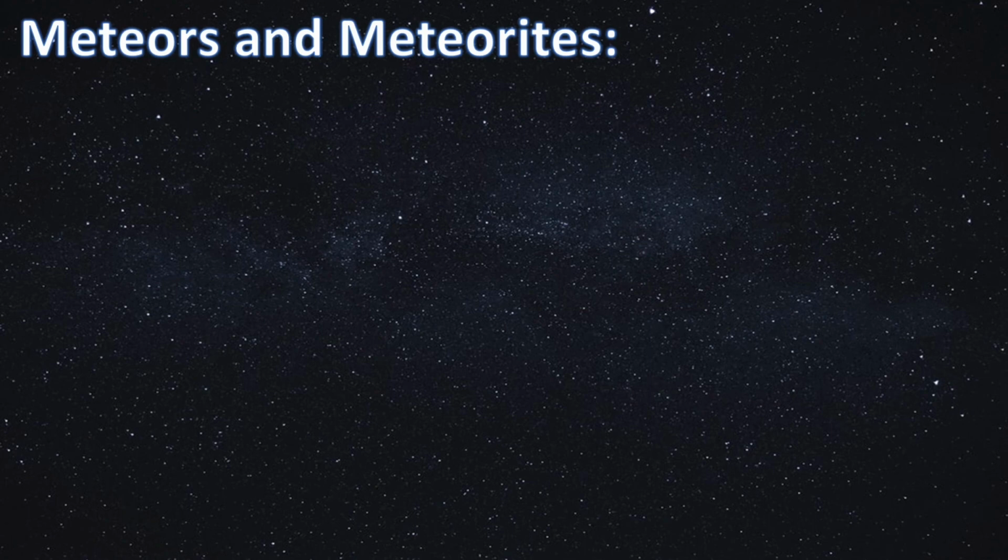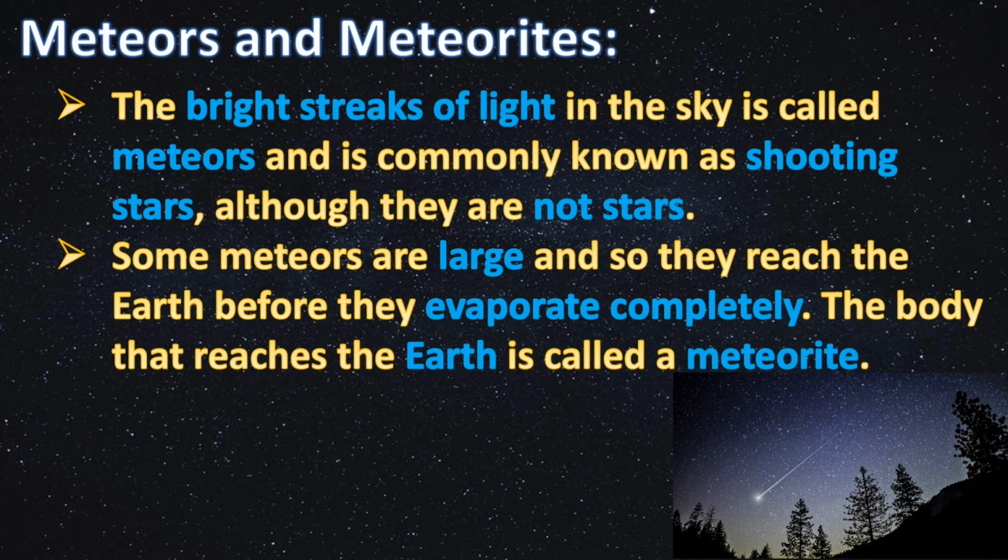Meteors and Meteorites. The bright streaks of light in the sky are called meteors and are commonly known as shooting stars, although they are not stars. Some meteors are large and so they reach the Earth before they evaporate completely. The body that reaches the Earth is called a meteorite.